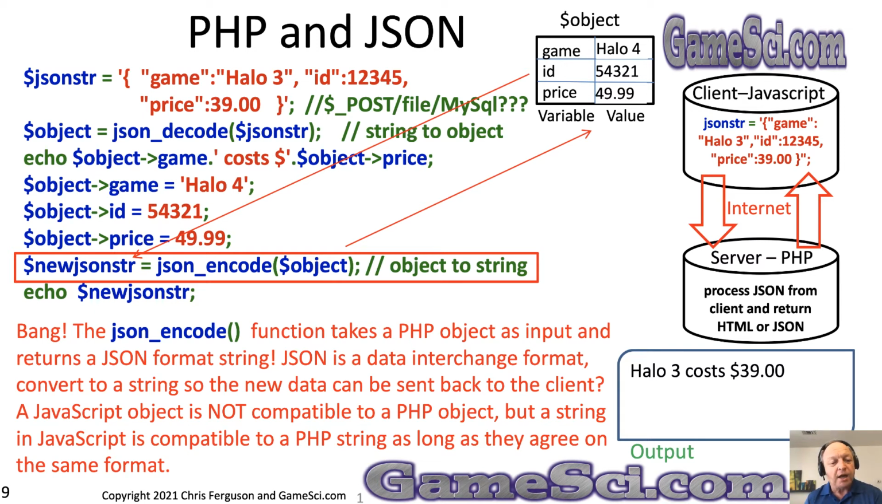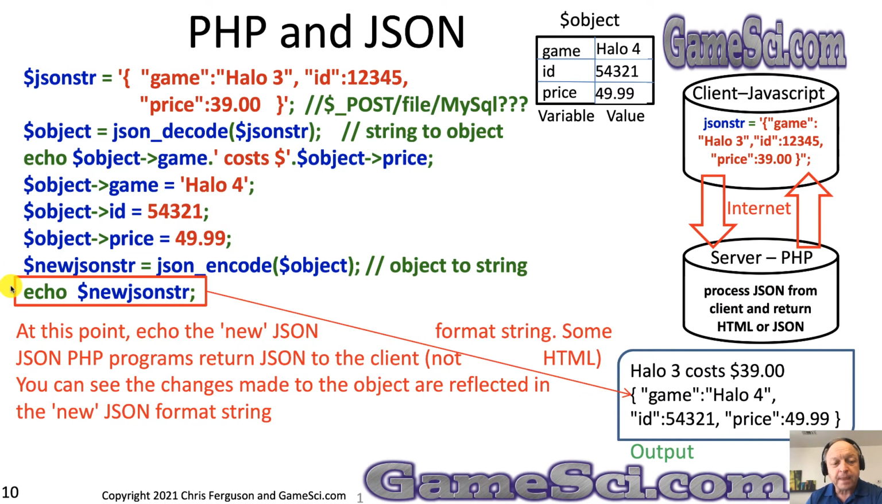A JavaScript object is not compatible with a PHP object, but a string in JavaScript is compatible with a PHP string as long as they agree to the same format, and that's the JSON format string. I'm not directly sending an object back to the client. I'm sending a string in object format. Echo $new JSON string. At this point, echo the new JSON format string. Some PHP programs return JSON to the client, not HTML.